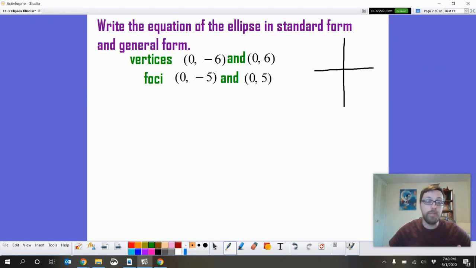Okay, so in this one, we want to try to write the standard form and the general form of this equation. If I just think roughly about what's going on, my vertices are going to be up there, negative 6, 0, negative 6, and 0, 6. And our foci are going to be something like there. So that's telling me that I have a vertical major axis.